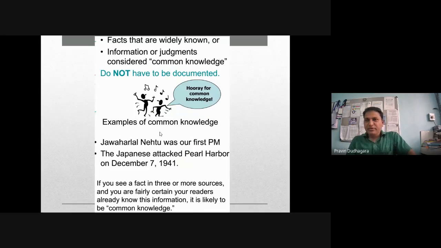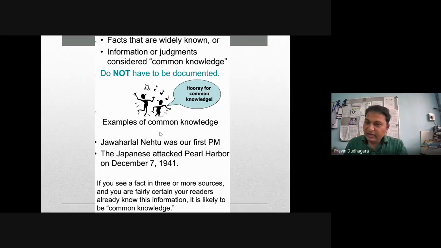Sometimes there is a particular truth or some facts which are widely understood and known. Okay, no need to cite the original authors. For example, the Japanese attacked Pearl Harbor on December 7, 1941. No need of a reference like the U.S. government, blah blah blah, because it is already known, a common truth. So there is no need to cite such a particular quotation or sentence.